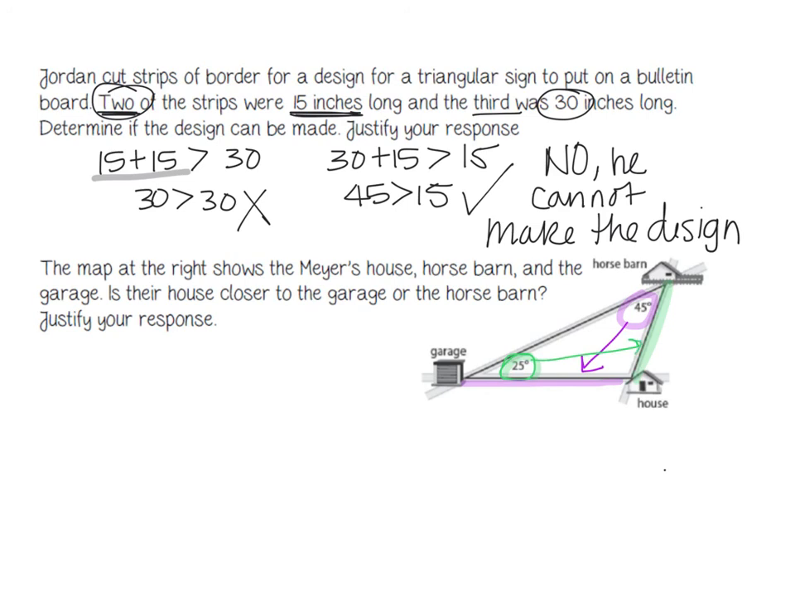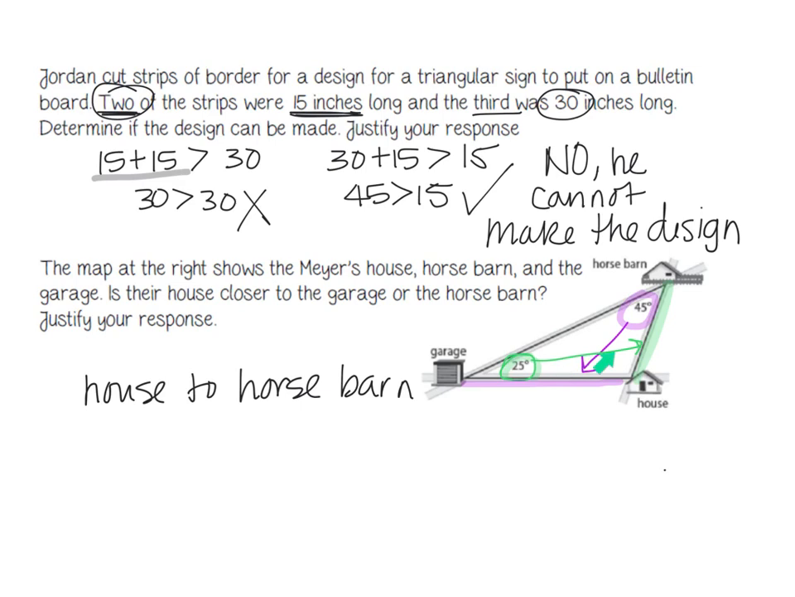So it is closer from the house to the horse barn. Because we can use that logic to determine, we don't know what the length is, but I know because of the measurements that this side will be smaller because this is a smaller angle. It will have a smaller length. This is a larger angle. It will have a larger length, and we can determine that this one's going to be the longest one of all.